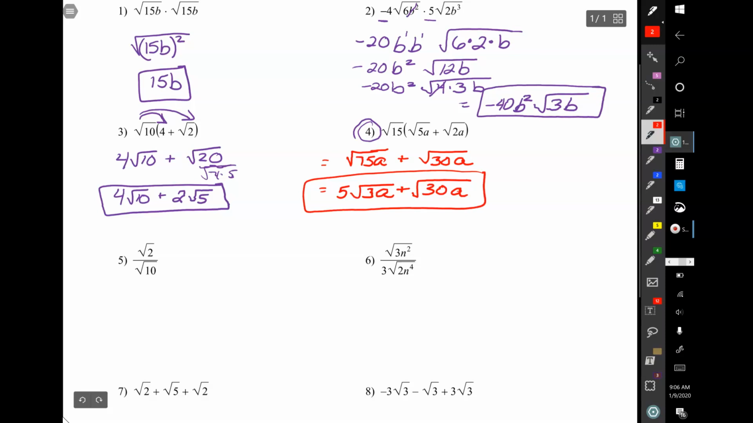The same methods we're going to use for the quotient rule here. First we can just make this an entire radical. So square root of 2 over square root of 10 can be put back together as square root of 2 over 10. Before we were showing how you could split them apart, but now you can put them together.